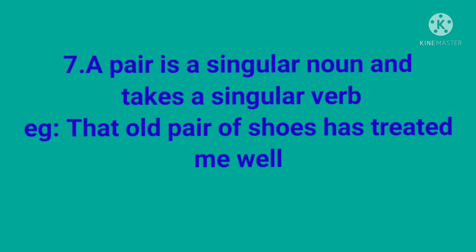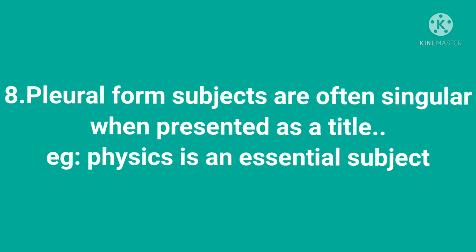What is the seventh rule? A pair is a singular noun and takes a singular verb. Example, that old pair of shoes has treated me well. Not have, because you might think it's shoes, so we would put have. That's wrong. You should put the singular verb. Let's see the eighth rule. Plural form subjects are often singular when presented as a title. Example, physics is an essential subject.